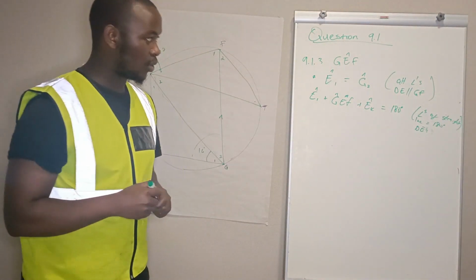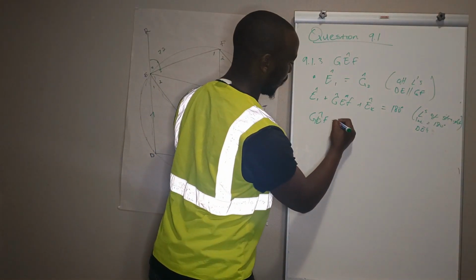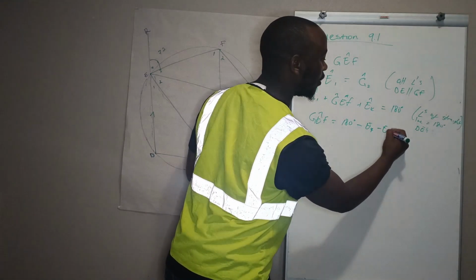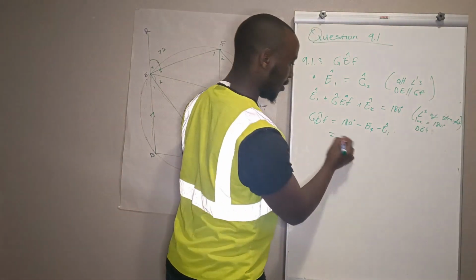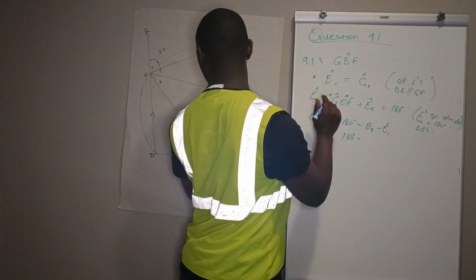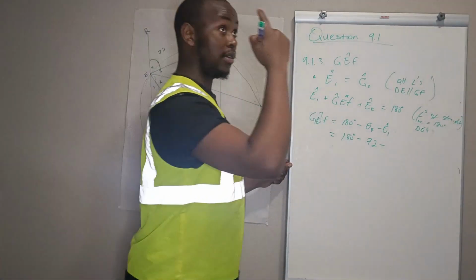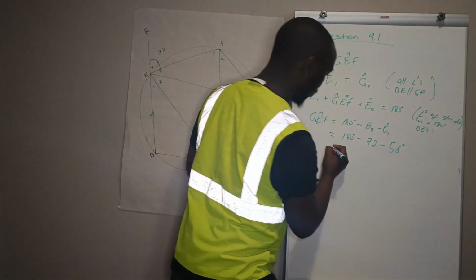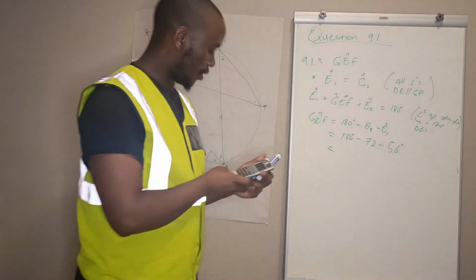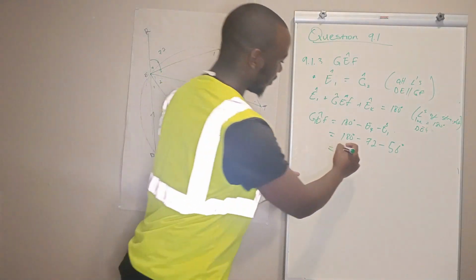So we have E1, we just calculated E1 equals G2. We have E4, so we can find GEF. So GEF is equal to 180 degrees minus E4 minus E1. And now we start substituting: E4 is 72 degrees, and E1 will be your 56 degrees. So what is the answer to that? We can just easily calculate that. 180 minus 72 minus 56 is 52 degrees.